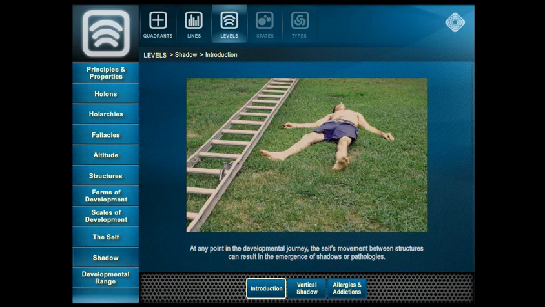At any point in the developmental journey, the self's movement between structures can result in the emergence of shadows or pathologies.